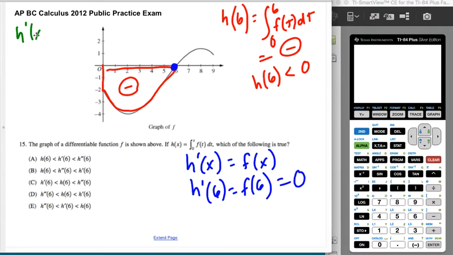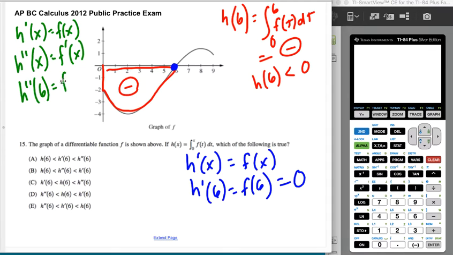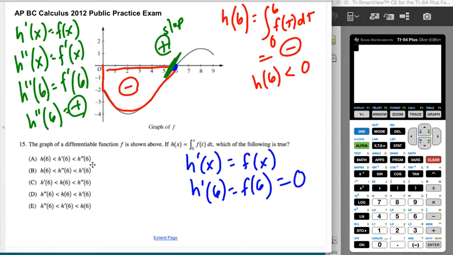So if h prime of x is f of x, then h double prime of x is going to be f prime of x, which means h double prime of 6 is just the slope of this given graph at 6, which is definitely a positive slope, right? So h double prime of 6 is definitely positive. Well, a positive thing is bigger than a 0 thing is bigger than a negative thing, and that makes my answer A. Be really careful on this one that you read the answers carefully, because even if you do all the work right, it's easy to pick the wrong answer.